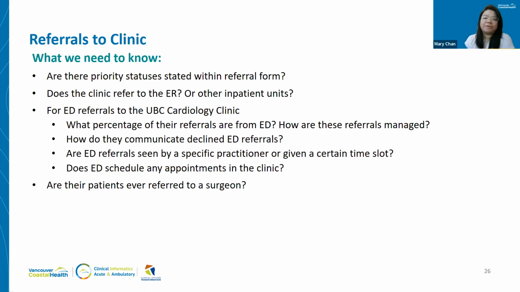And for the ED referral, is it seen by a specific practitioner or given a certain time slot? Can they request a specific cardiologist to be seen at a certain time? We provide the patient with what is available. Okay. So it sounds like the ED doesn't schedule any appointments in the clinic. It's more like a conversation, and then the patient gets booked at the time that's available. Correct. Okay.